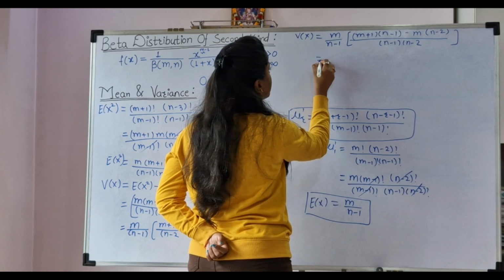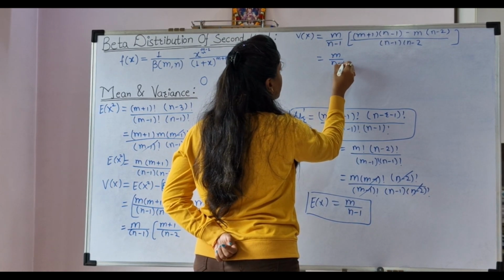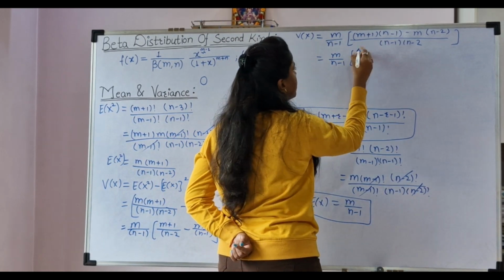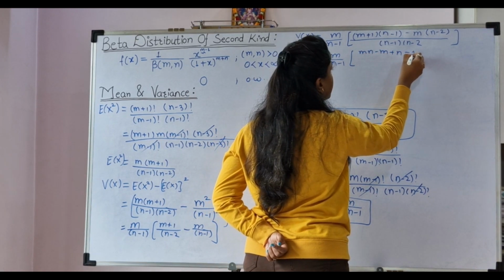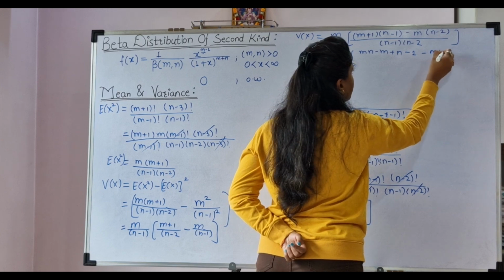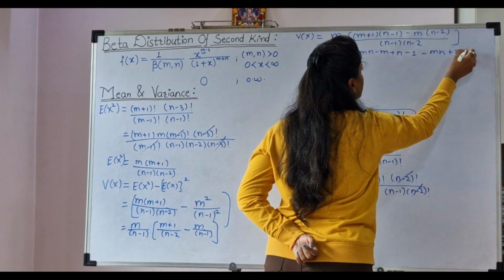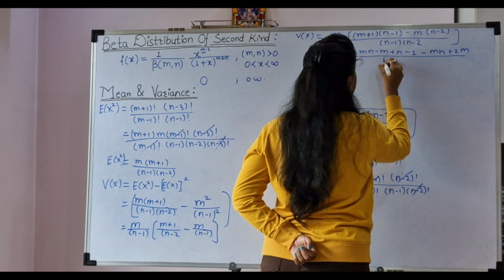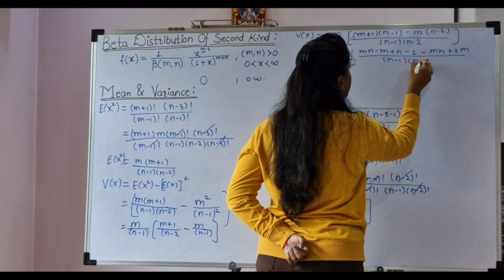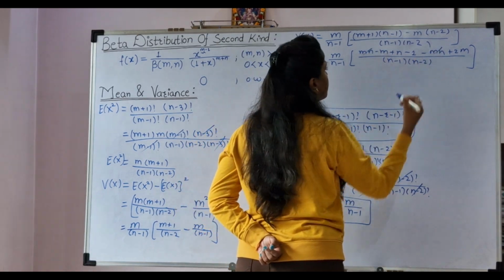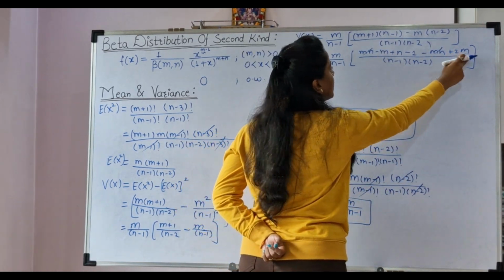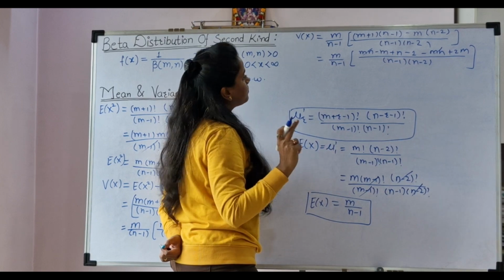So what we will get? m upon n minus 1. Here it is mn minus m plus n minus 1 minus mn plus 2m divided by n minus 1 n minus 2. Right? Now here plus mn minus mn will get cancelled. Plus 2m minus m will be plus m.